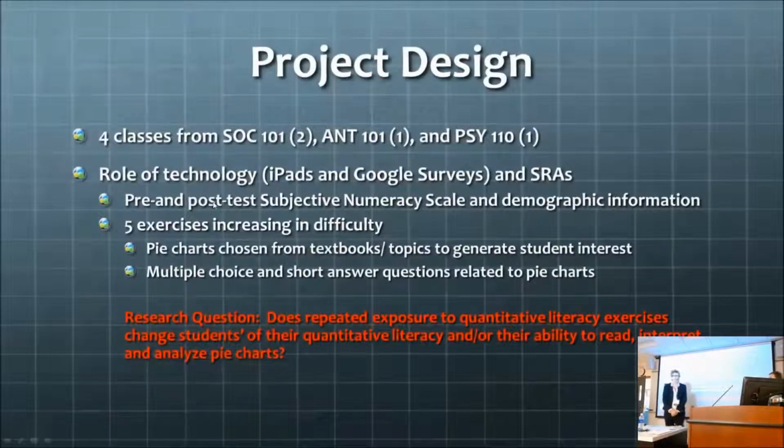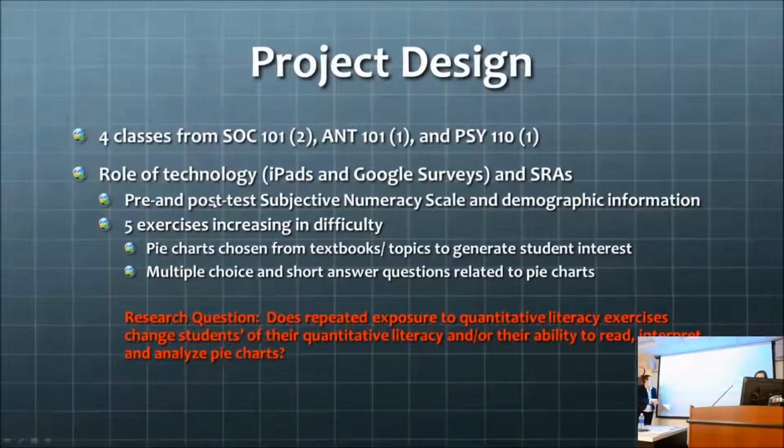Okay, so here's a little bit about how we designed this project. We are using our students as participants. We have two Sociology 101 classes, one anthropology class, and one Psychology 110, which is a lifespan development course. So we are getting a wide range of students and a wide range of abilities, and one of the sociology classes is linked with an ESL class, so a lot of variability in who our participants are.